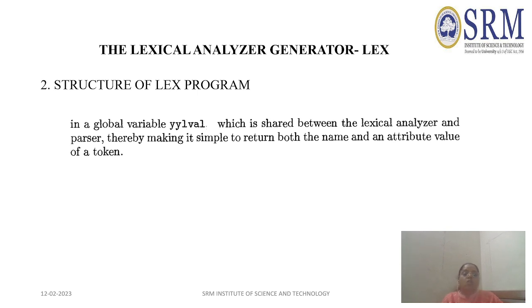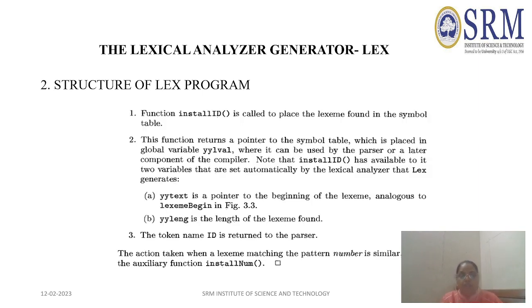So YYLVal is used to return both the names, as I already told you in the specification of tokens: a token is a pair of token name and attribute value, right? For that, one ID will be returned and kept in YYLVal. And there is another set of auxiliary functions you will be using. One is installID and the other one is installNum.